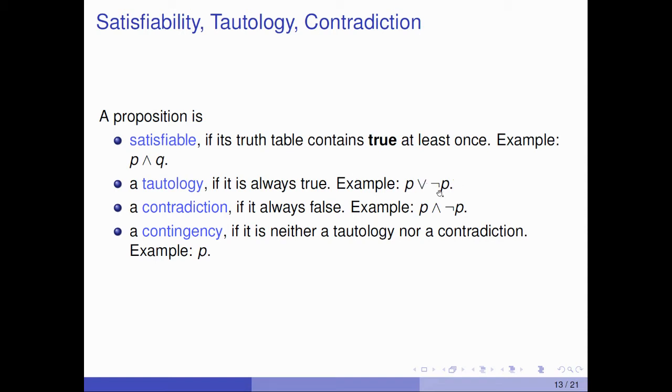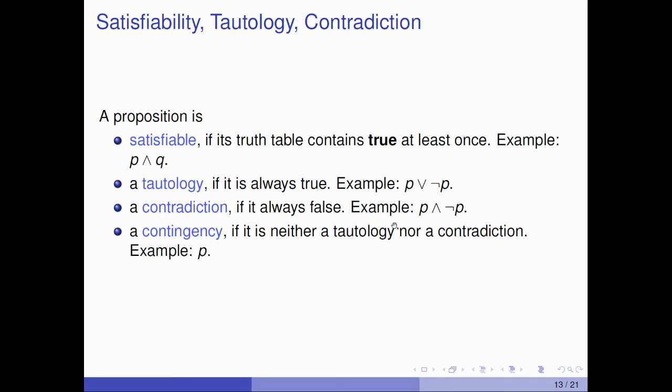Example, P or not P. Of course, remember, a disjunction is true whenever either of them is true. So of course that's a P and a not P. When you negate a P, the truth value will be reversed, as I've said. So in these cases, you will really get one of them to be true. So that's a tautology.